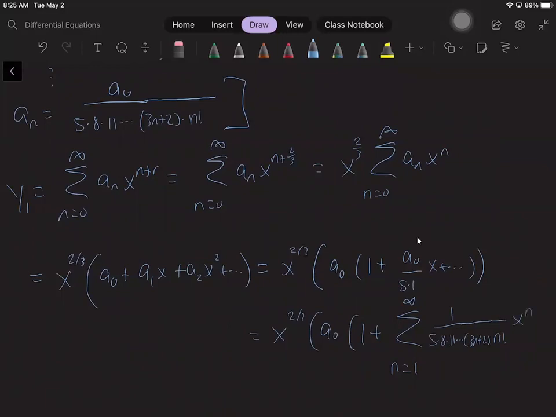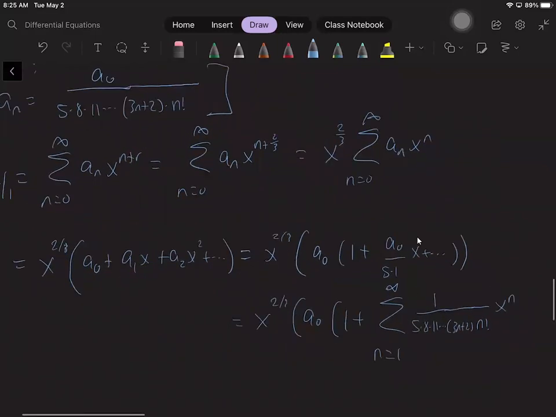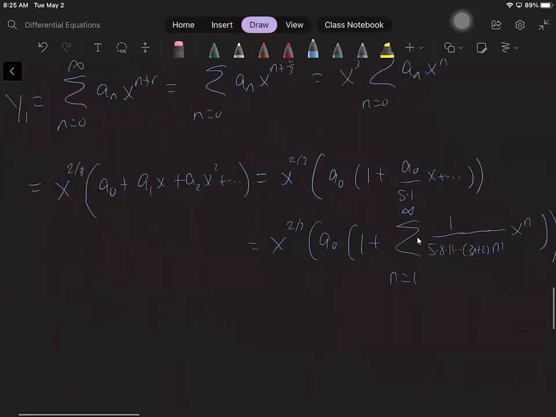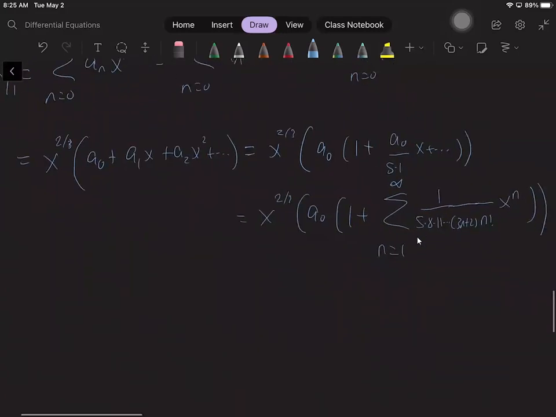X to the n. Okay, so that is the series solution. That's one of the series solutions. That's for r equals 2/3. So just keep that in mind for later.